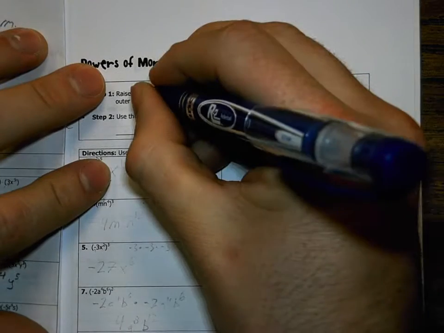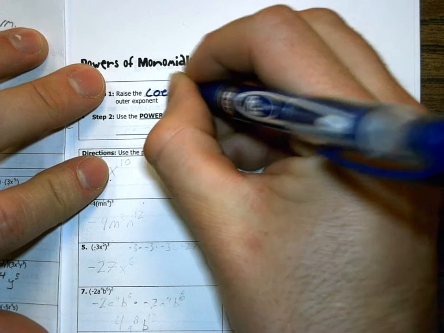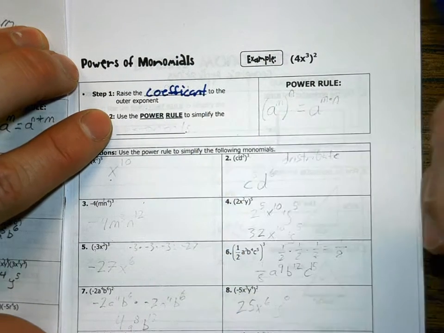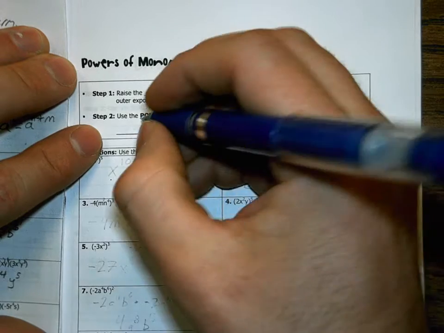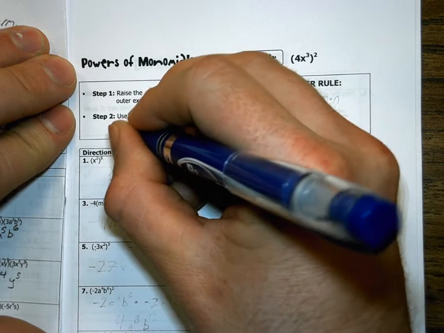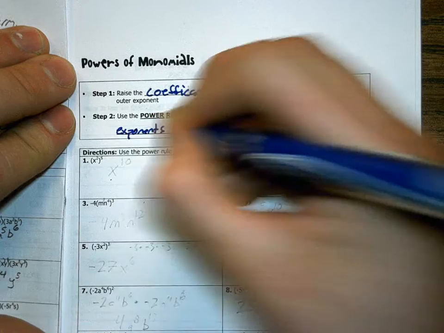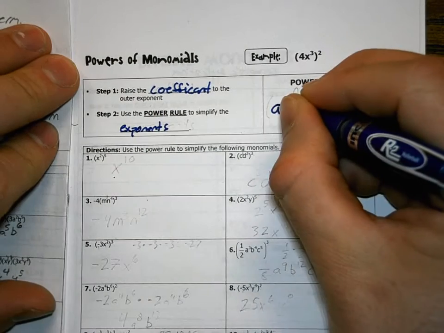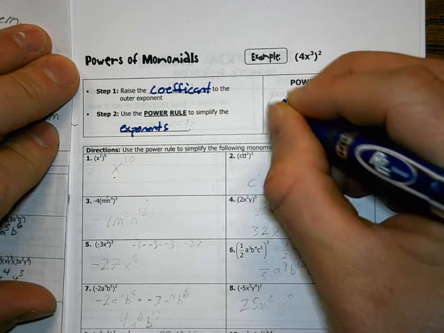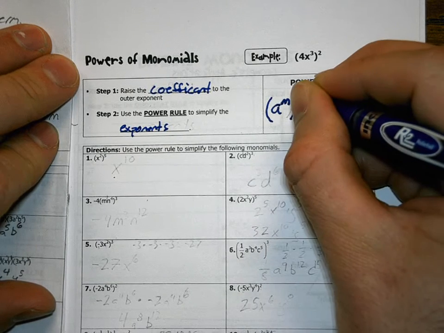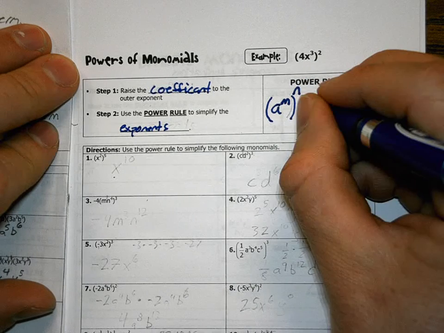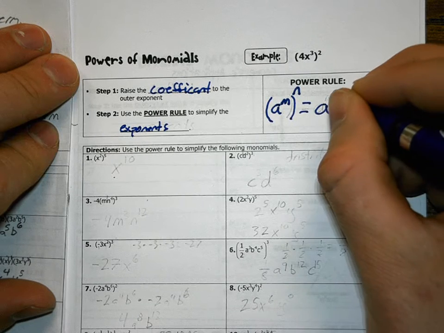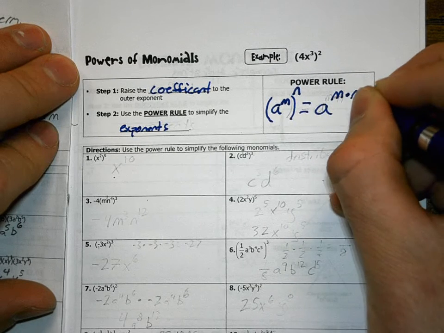So raise the coefficient to the outer exponent. Okay, the power rule: you're going to use the power rule to simplify the exponent. So, the example of this: if I have a to the m power, all raised to the n power, I multiply my two powers together. A to the m times n.